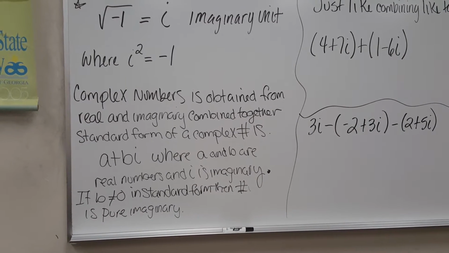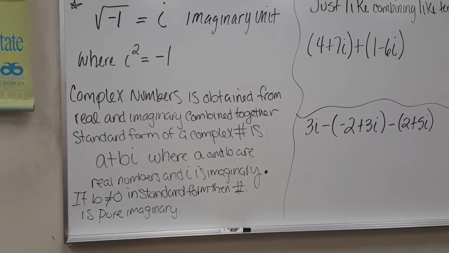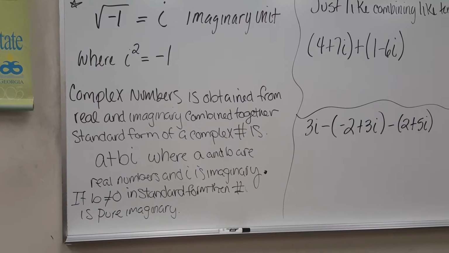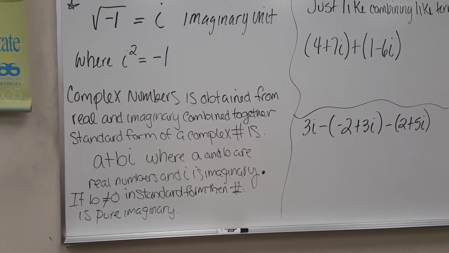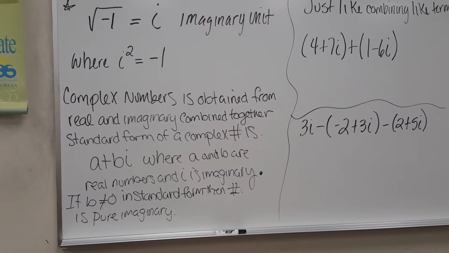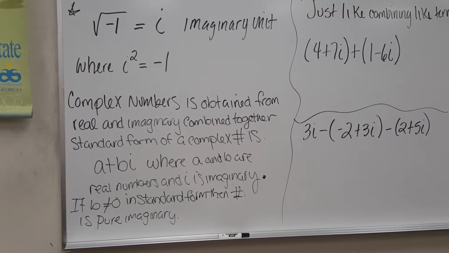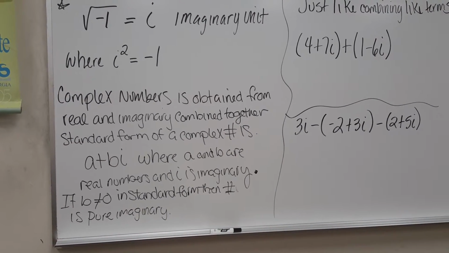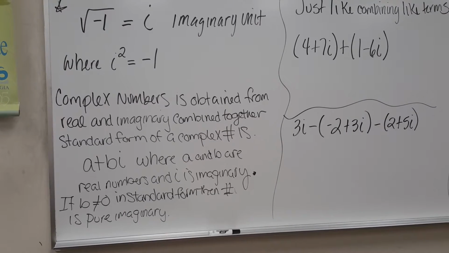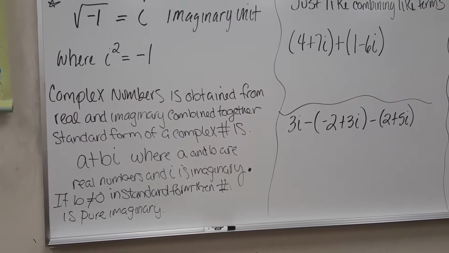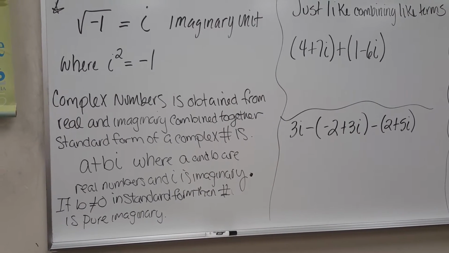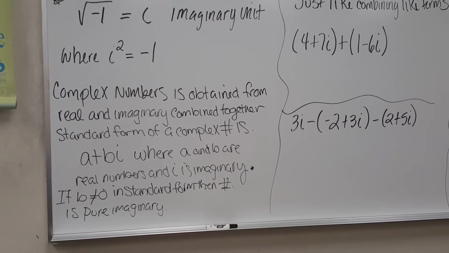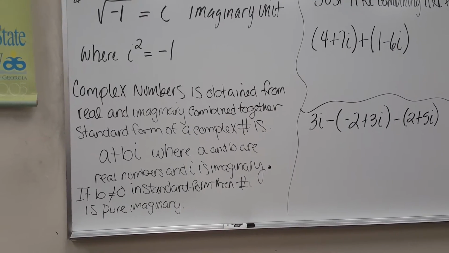Complex numbers are obtained from real and imaginary numbers combined together. The standard form of a complex number is a plus bi, where a and b are real numbers and i is the imaginary unit. If b doesn't equal 0 in the standard form, then the number is considered to be a pure imaginary. All right? What we are really going to focus on in this chapter is operations of complex numbers.